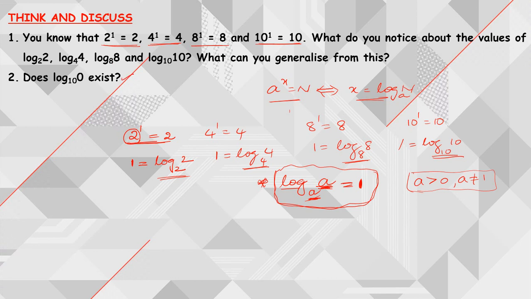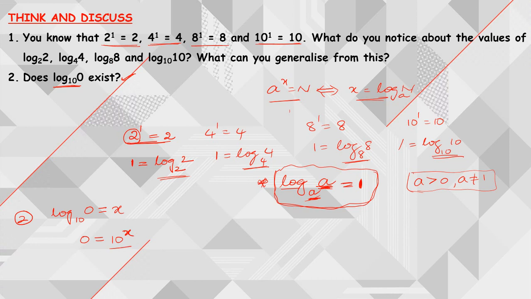Next, question number 2. What is he asking? Does log 0 to the base 10 exist? Right, now let us see. If I convert this logarithmic form into exponential form, suppose I consider log 0 to the base 10 is equal to some x. If I convert this into exponential form, 0 is equal to 10 power of x.